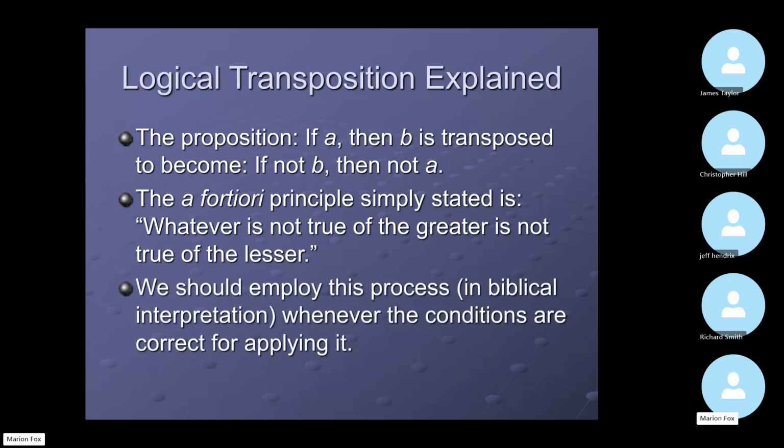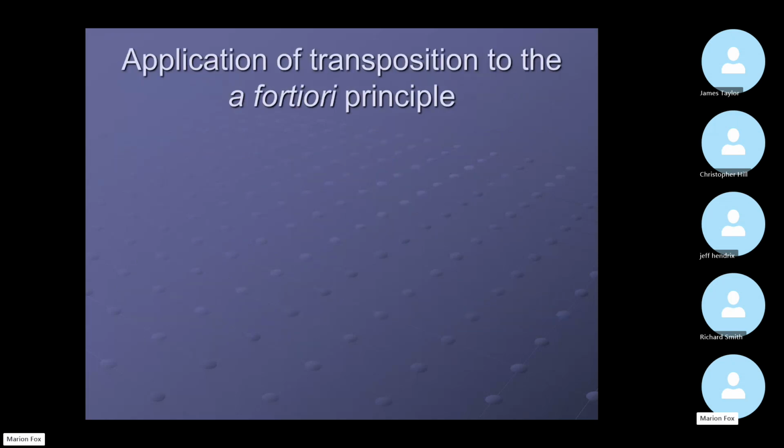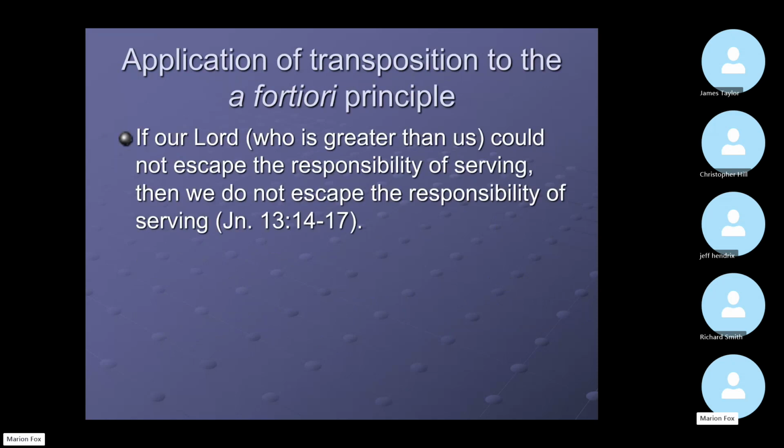Now, we should employ this process in biblical interpretation whenever these conditions are correct for applying it. So this is important that we do that, make sure we have correctly applied it. If our Lord, who is greater than us, could not escape the responsibility of serving, then we do not escape the responsibility of serving. I believe this is a principle that we have to follow.